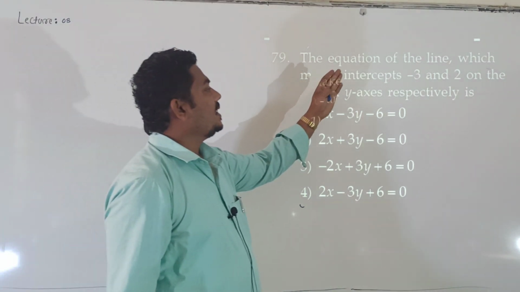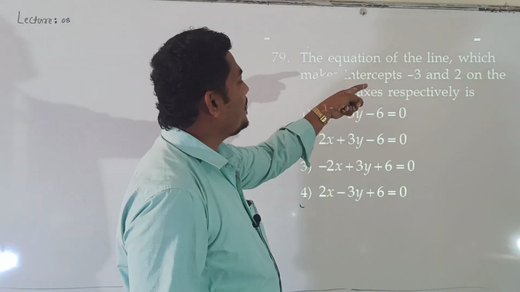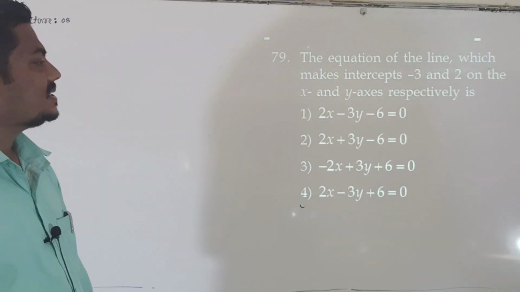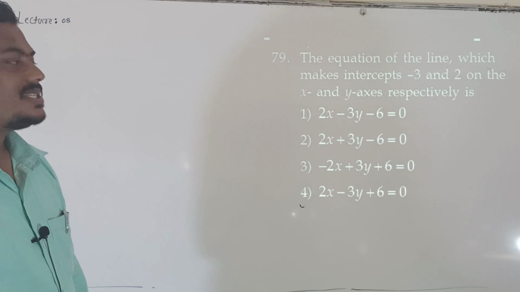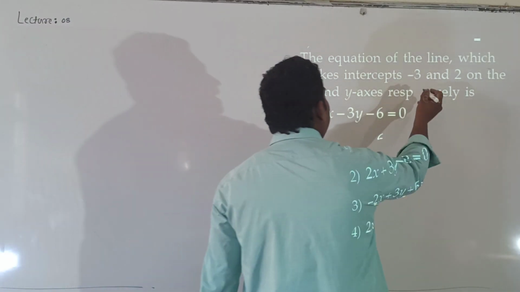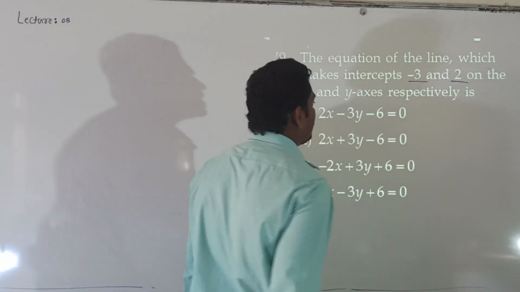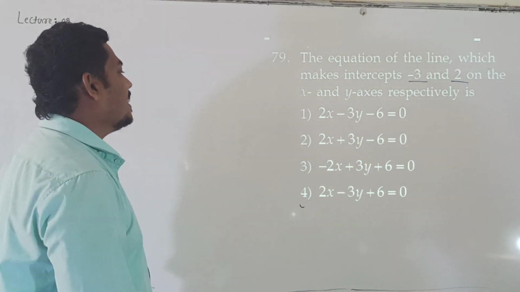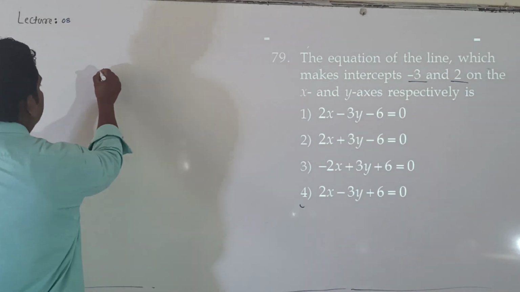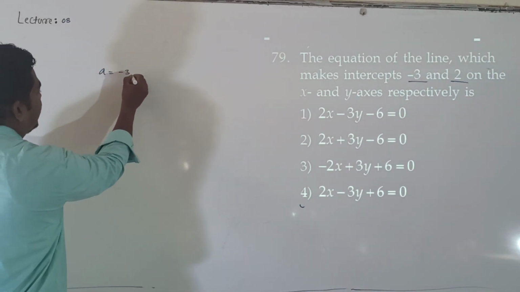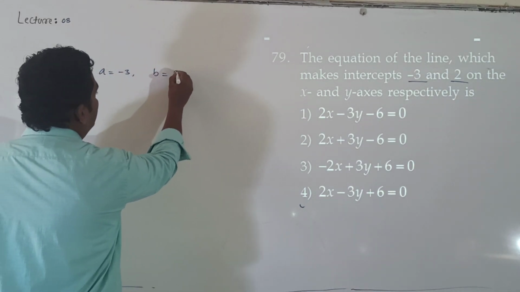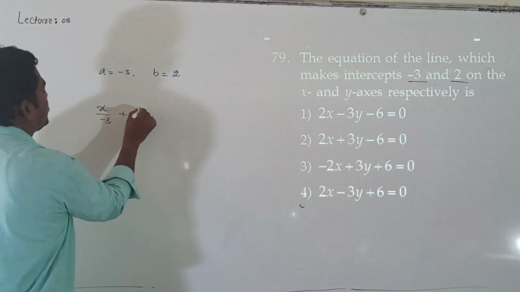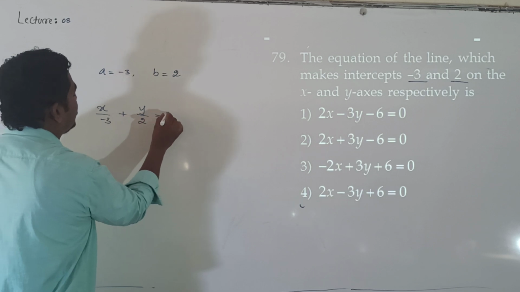The equation of the line which makes intercepts -3 and 2 on the x-axis and y-axis respectively. Then find its equation. X-intercept and y-intercept are -3 and 2. Then the equation of the line is, a means x-intercept -3, small b is y-intercept 2, then the equation is x divided by minus 3 plus y divided by 2 equal to 1.